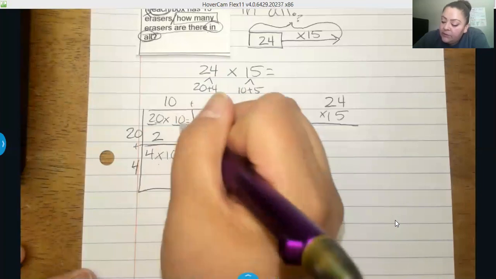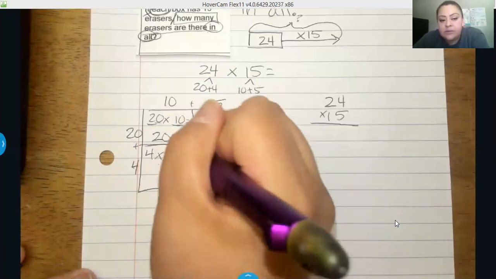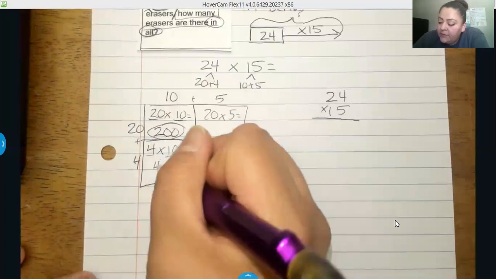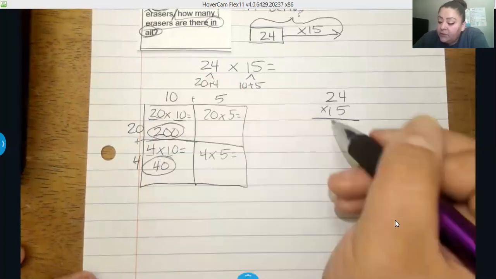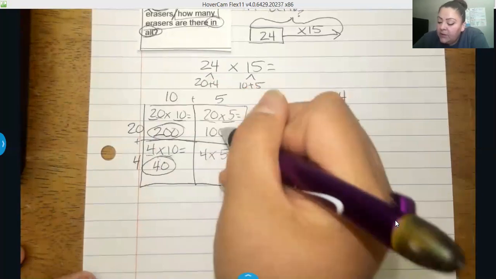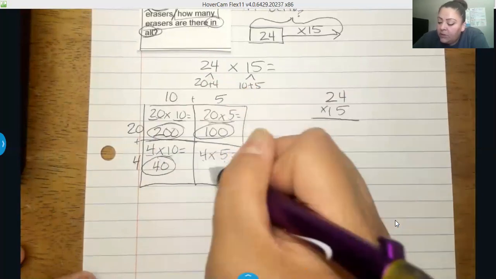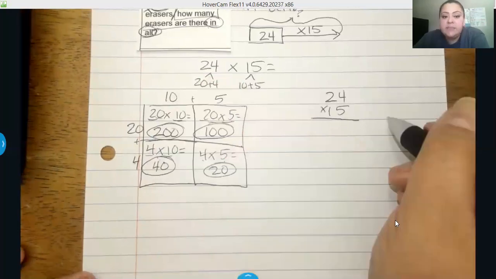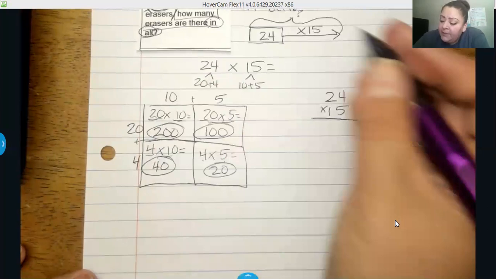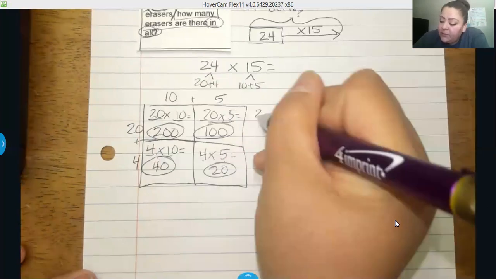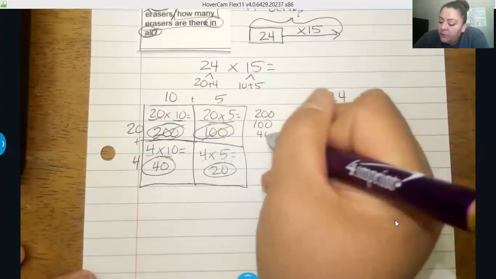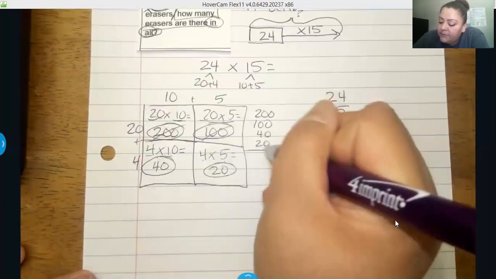I've got 1, 2 zeros, so that's 200. 4 times 1 is 4, and I have 1 zero, that's 40. 2 times 5 is 10, 1 zero, that's 100. 4 times 5 is 20. Guys, I want you to see how quick I'm going through this. You can be doing this too. I'm going to add up 200, 100. Like I like to cross them out as I go so I don't write them more than once.